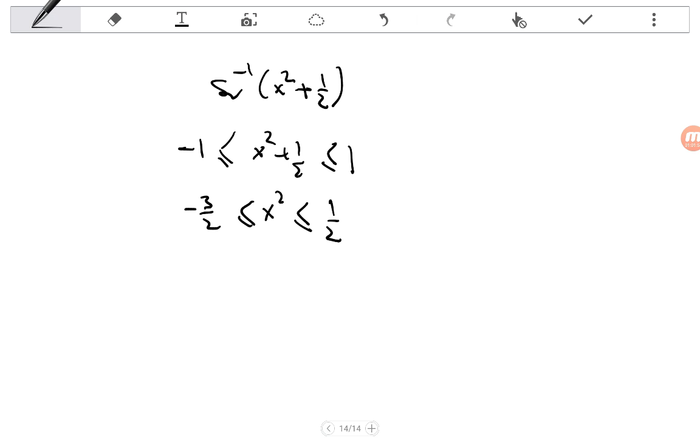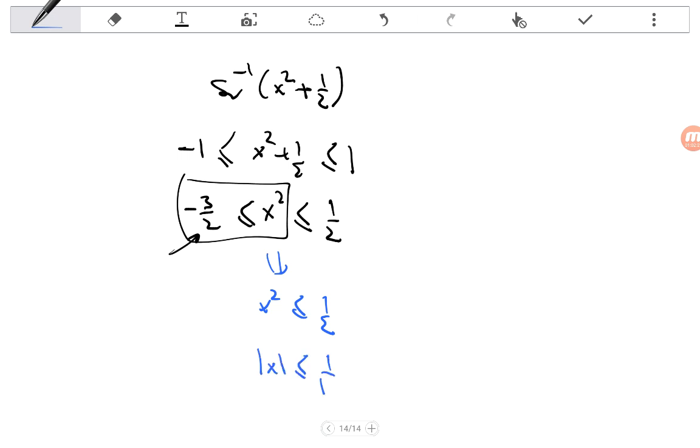I need to take the square root. Can I take the square root with this? No. But this part of the inequality doesn't give me information. X squared is a positive number. It is always greater than or equal to a negative. So I can dismiss this part. So this will be just x squared less than or equal to half. And that will be absolute x less than or equal to 1 over root 2. That will be the result, or x from negative 1 over root 2 to 1 over root 2. Okay?